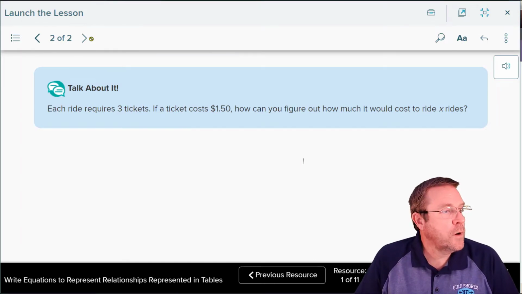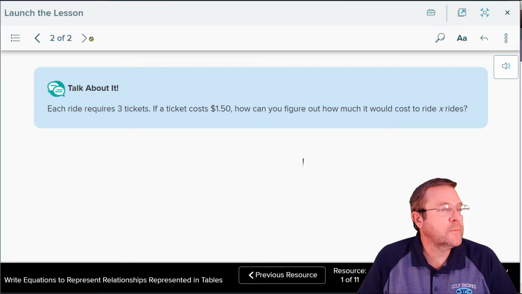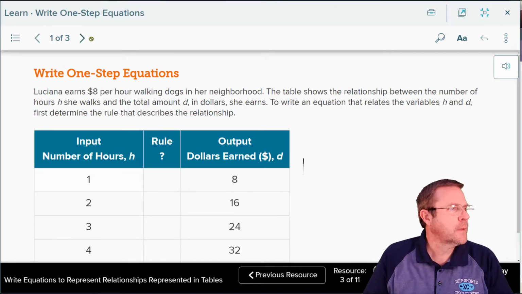Each ride requires 3 tickets. If a ticket costs $1.50, how can you figure out how much it will cost to ride X rides? Well, this is all part of what we're going to be learning about in this lesson.